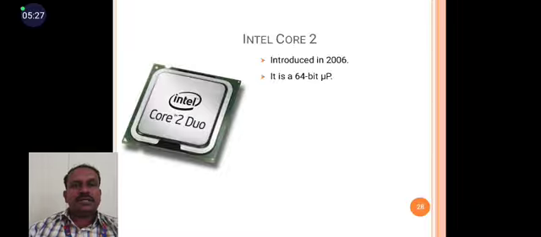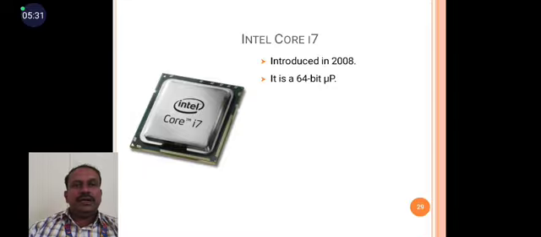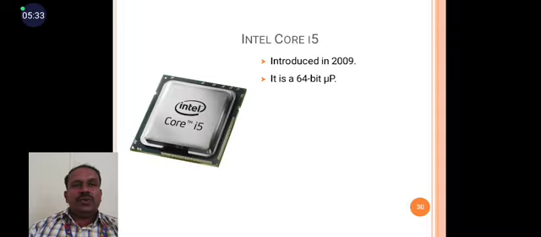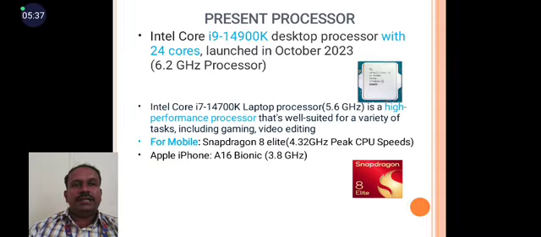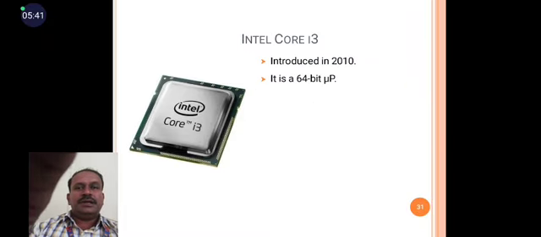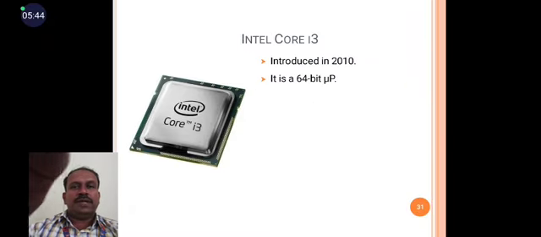Then we move on to the 64-bit microprocessor. The first version, in 2006, is called the Intel Core 2 Duo. Then Intel Core i7, then Intel Core i5, introduced in 2009 as a 64-bit microprocessor. Then Intel Core i3. So these are some of the versions that followed in the microprocessor.